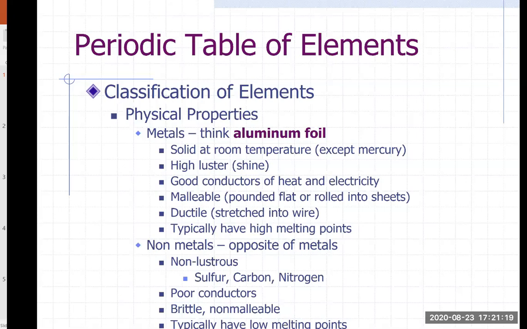Non-metals are going to be exactly the opposite of the aluminum foil that you already have in your memory. They're non-lustrous, they're not shiny. So substances like sulfur or carbon or nitrogen, not shiny. They're poor conductors of heat and electricity. They're brittle, they're not malleable, and so if you start pounding them, they're going to crush and break. And they typically have very low melting and boiling points.